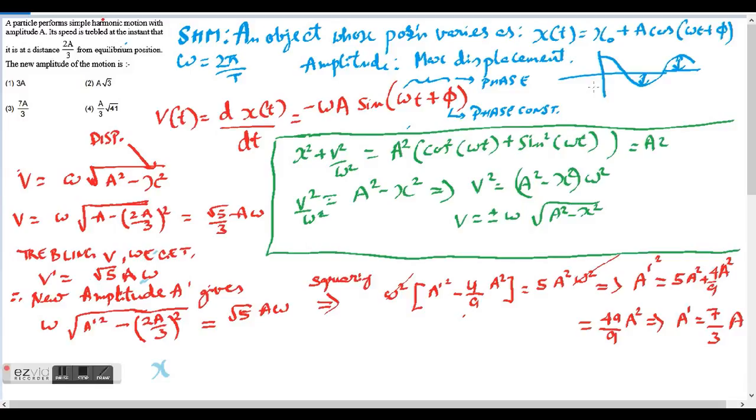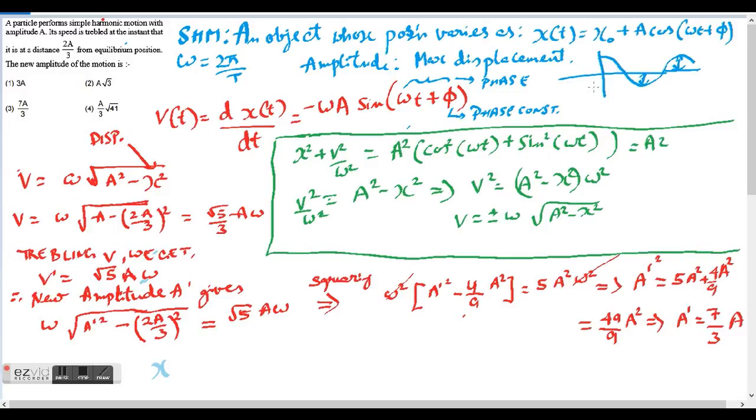So the question is question number 10 of JEE Main 2016. A particle performs simple harmonic motion with amplitude A. Its speed is trebled at the instant that it is at a distance 2A by 3 from the equilibrium position. The new amplitude of the motion is.